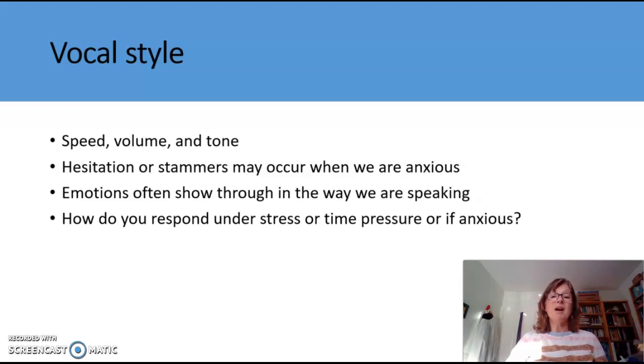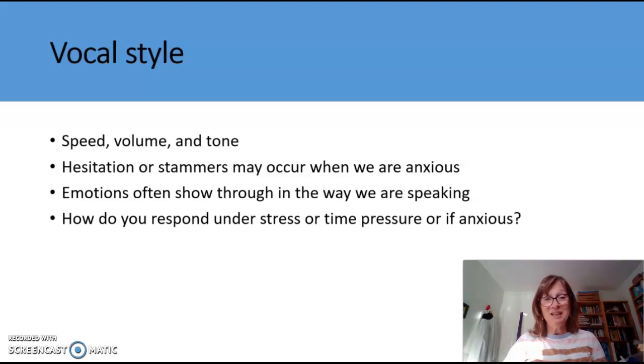Let's think a little bit about our vocal style. So this is about speed, volume, and tone. Quite often when you start learning skills and practicing in workshops, you tend to speak very fast. So often you'll find we're saying, just slow down a little bit. We need to just make it feel a little bit more relaxed. Some of you will have quite loud voices. Some of you will be quite quietly spoken. And we've got to get that balance.